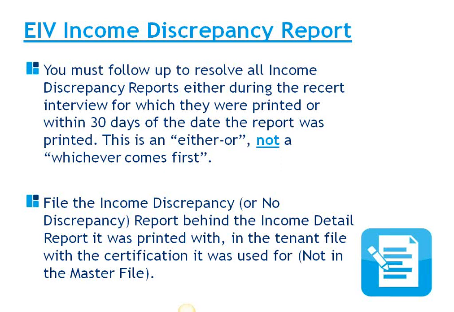So if you are working on an upcoming annual and you print the income report and the income discrepancy report, it's that upcoming annual that you're going to put those two reports in, not a historical cert that the discrepancy is based on. Does everybody understand what I'm saying there? Reviewers want to see those filed with the cert that you were processing when you were obligated to print it. Any questions on where to put it in your file?